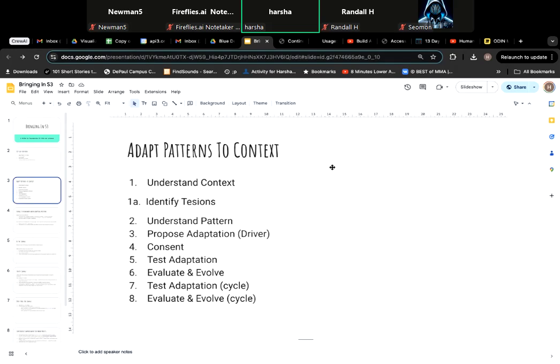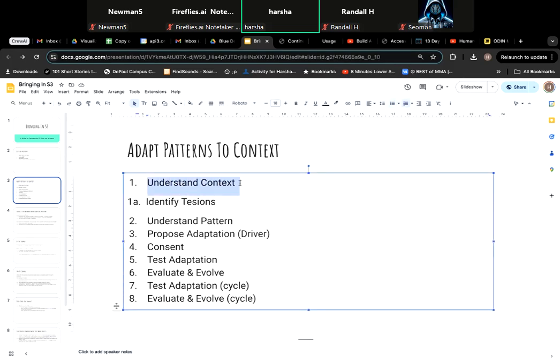So to adapt patterns to the context, first thing that we need to do is understand the context in the first place. So we're all working on something. So the context is set. We have a driver which is separate from like the S3 driver. Something's happening. And once we understand the context, what we do is identify tensions.